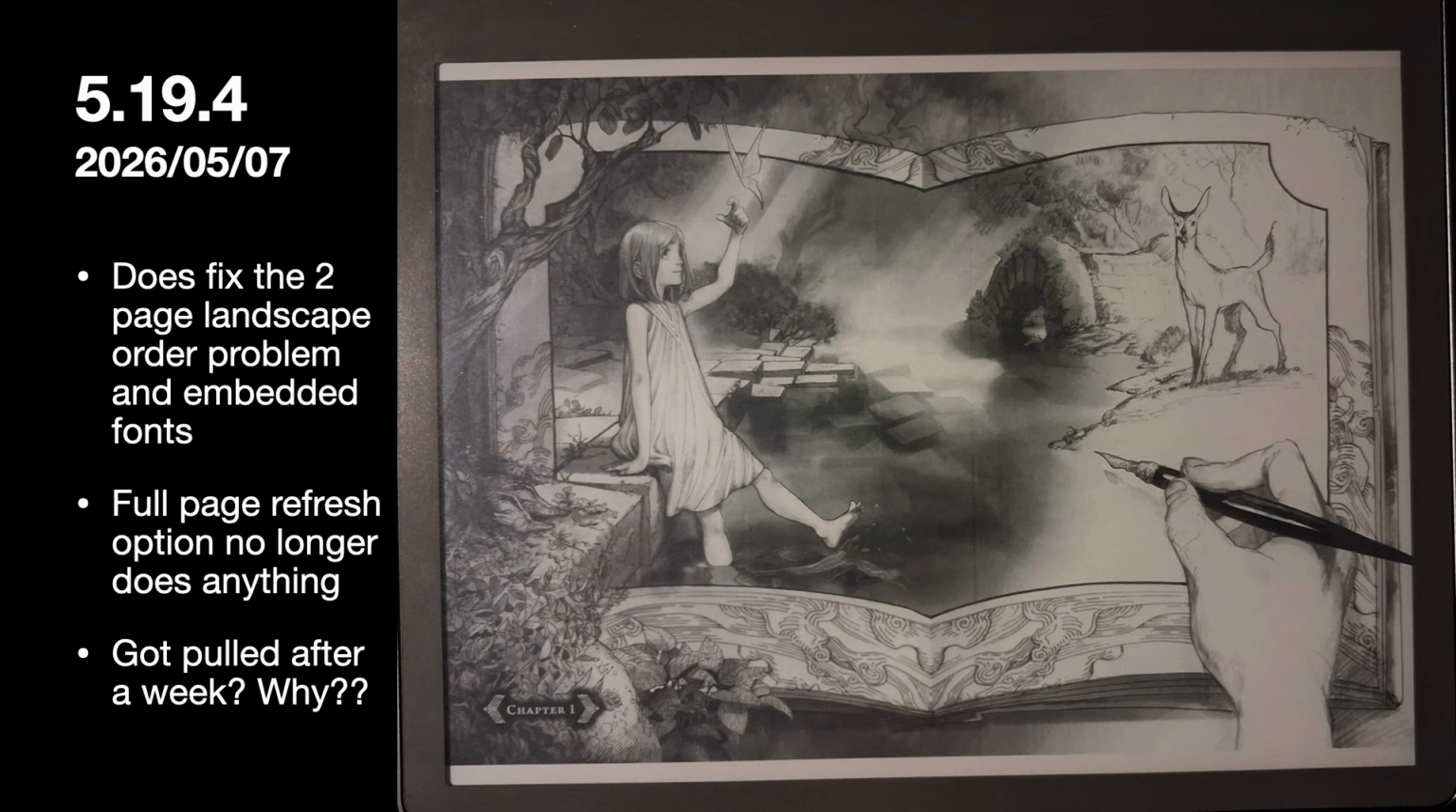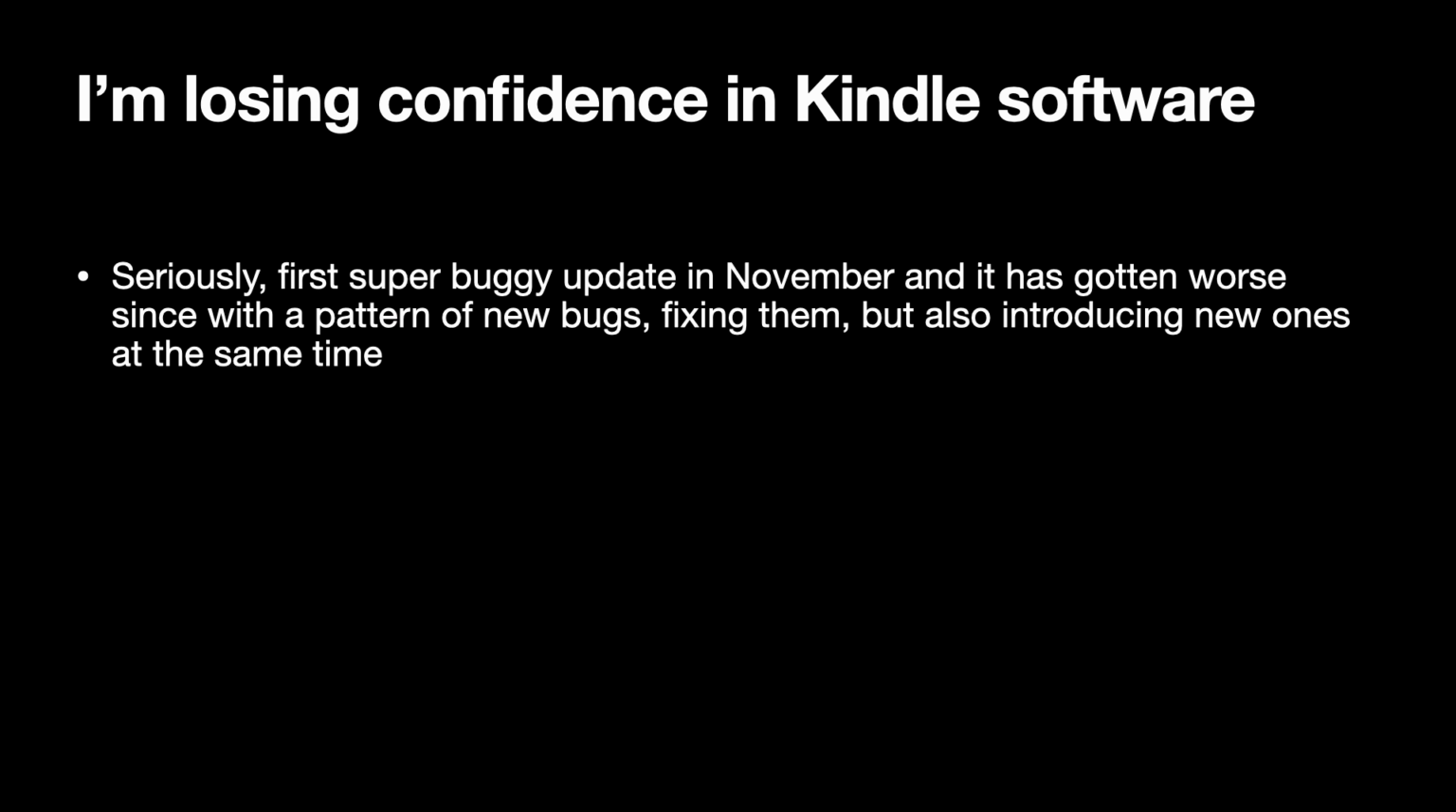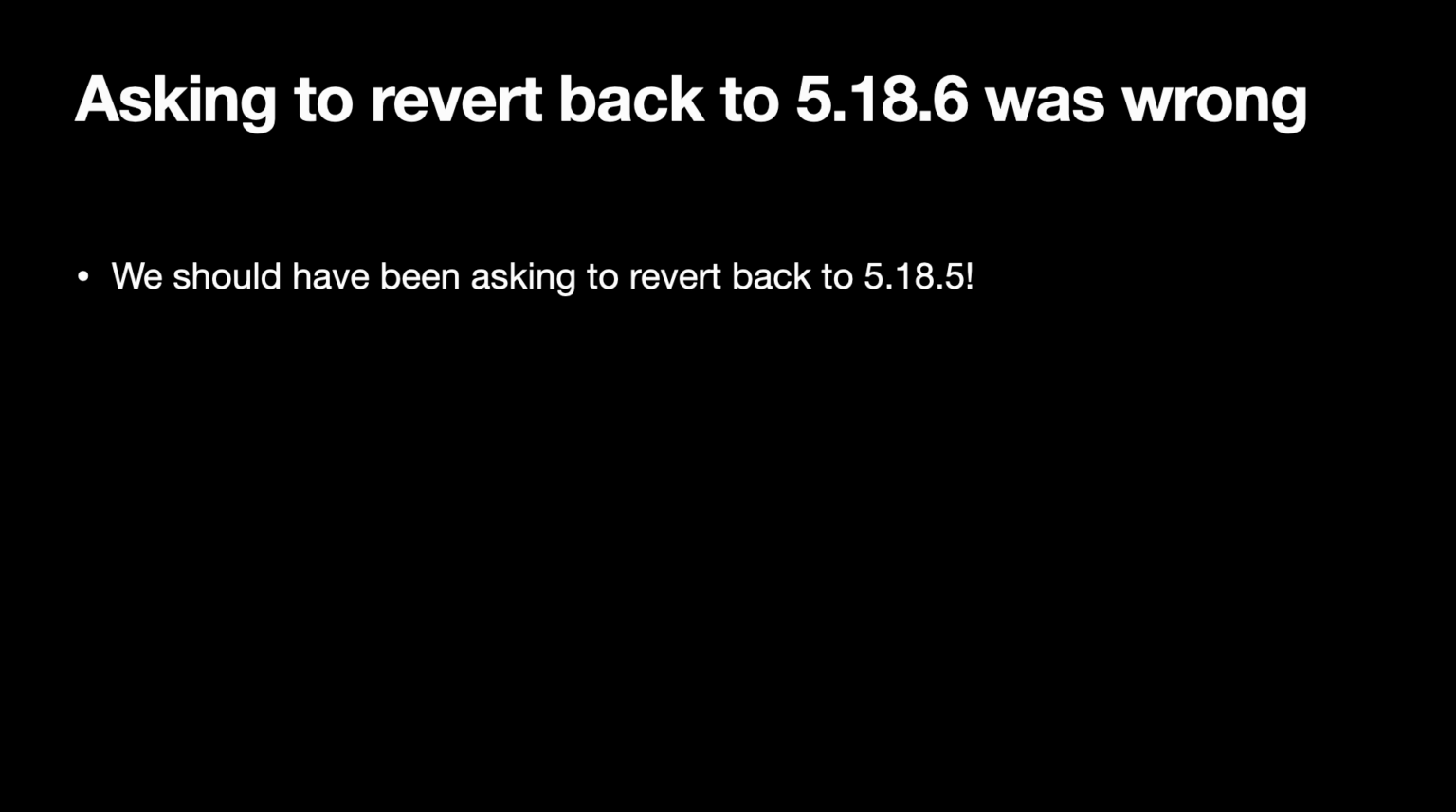What's going on? But yeah, I'm basically losing confidence in Kindle software. Seriously, the first super buggy update in November, and it's gotten worse since then, with a pattern of fixing bugs but also introducing new ones at the same time. And if you've been watching my previous videos, asking to revert back to 5.18.6 was wrong. We should have been asking to revert back to 5.18.5.